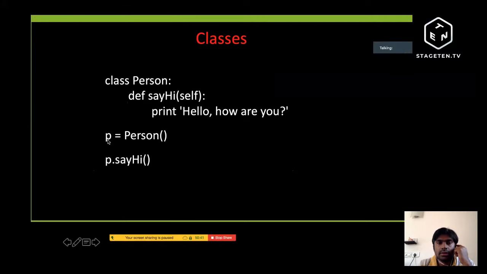Then here I'm creating the P object. P is equal to Person. Then P dot say hi. Like this we can access the methods. So this is a small introduction about classes and objects. We will conduct one more session for detailed classes. We will intimate you. So now I'm skipping the class.